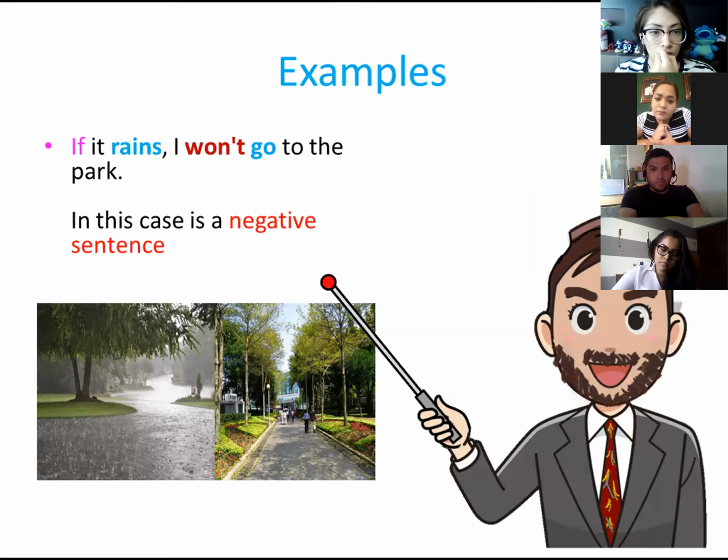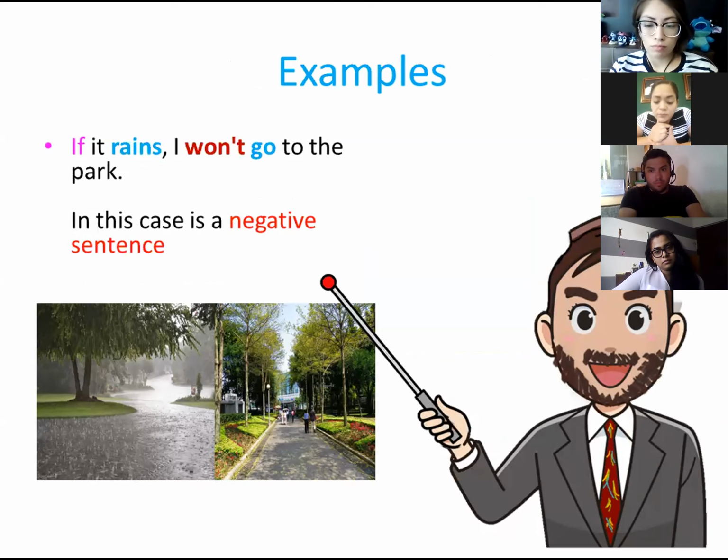This is an example of a construction using if. If it rains, I won't go to the park. In this case, this is a negative sentence because the deed of the rain is going to affect us in a negative way, because we won't go to the park.